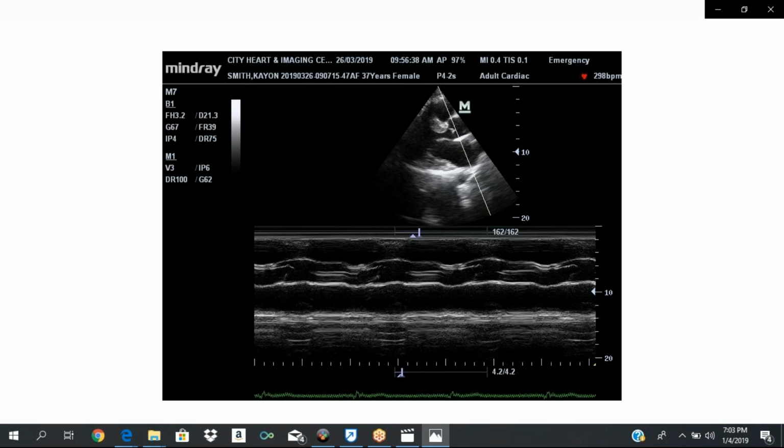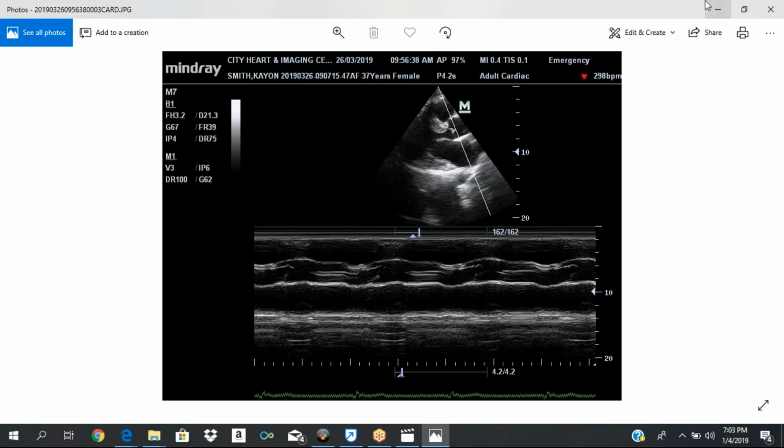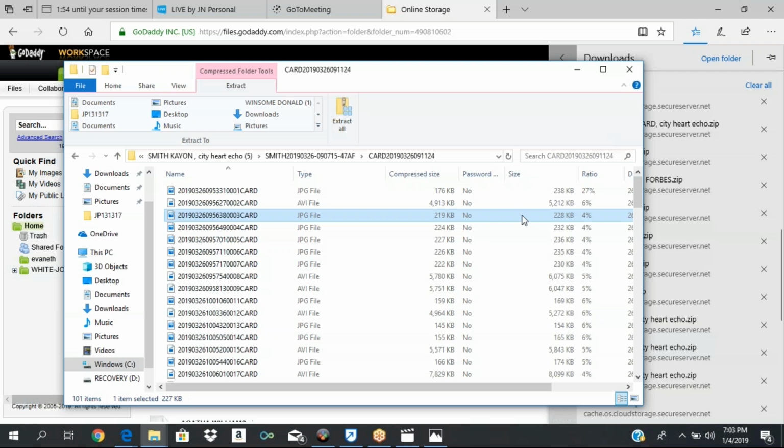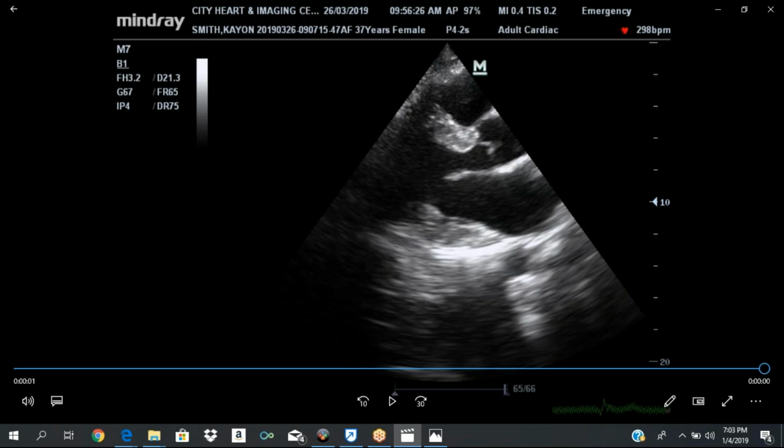So you always start with the parasternal long. Your RV inflow view is obtained from the parasternal long axis view and also your short axis view. So these are some sets of M mode. We're not doing M mode today, so we're going to skip all the M mode views for the time being.